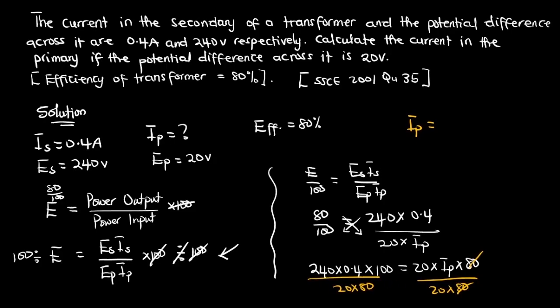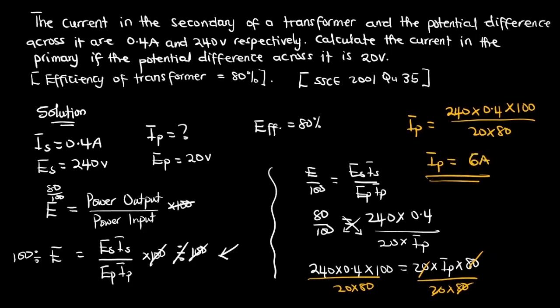So this will get rid of this, this will get rid of this. So my IP is equal to 240 multiplied by 0.4 multiplied by 100, divided by 20 multiplied by 80. Right, so my primary current, if I do my cancellation and everything over here, I'm going to get 6 amperes as my answer for the current over here. So the current over here is 6 amperes.